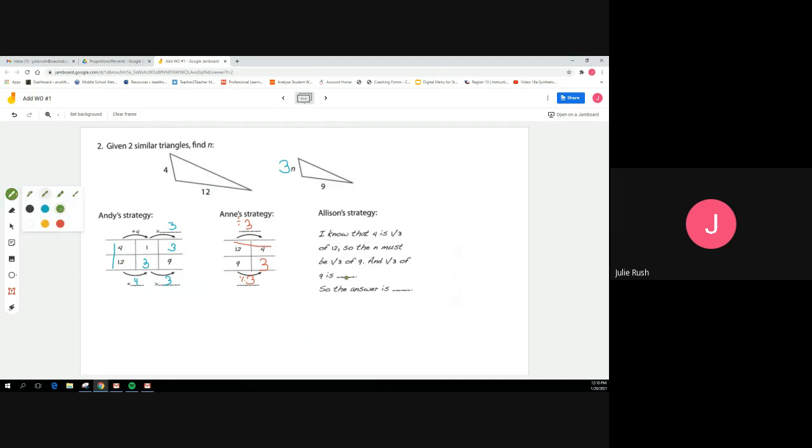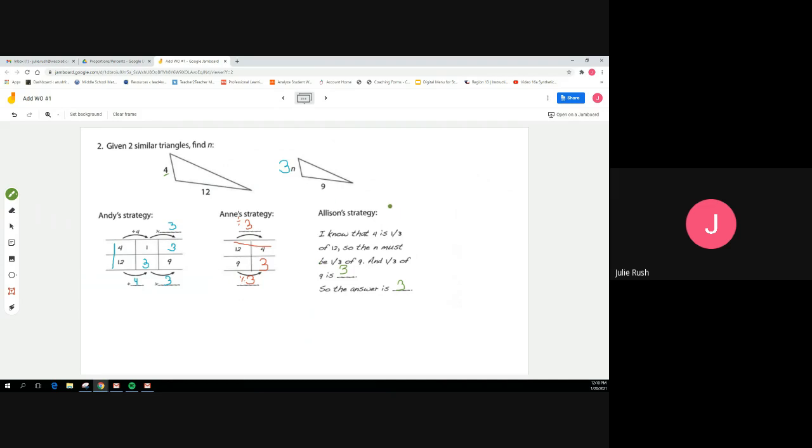Let's follow her reasoning. I know that 4 is a third of 12. So she's looking at this relationship here, 4 and 12. So N must be a third of 9. And I know that a third of 9 is 3. So the answer is 3.